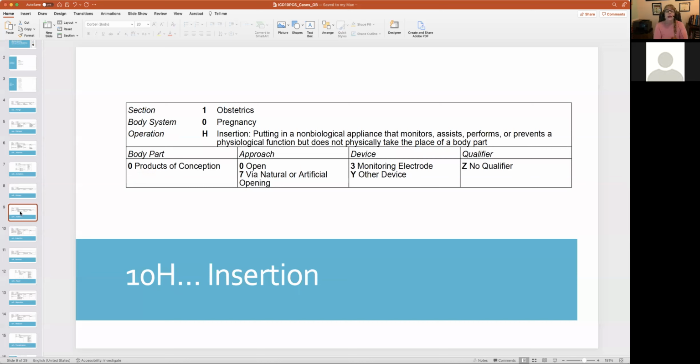All right. The next table in this section is the insertion table. Now, we are not talking about the insertion of the sperm. This is talking about a device that is being inserted. And you'll notice in the description, monitors, assists, performs, or prevents a physiological function, but does not physically take the place of a body part. Okay. Again, we are looking at most often the placement of a monitoring electrode.